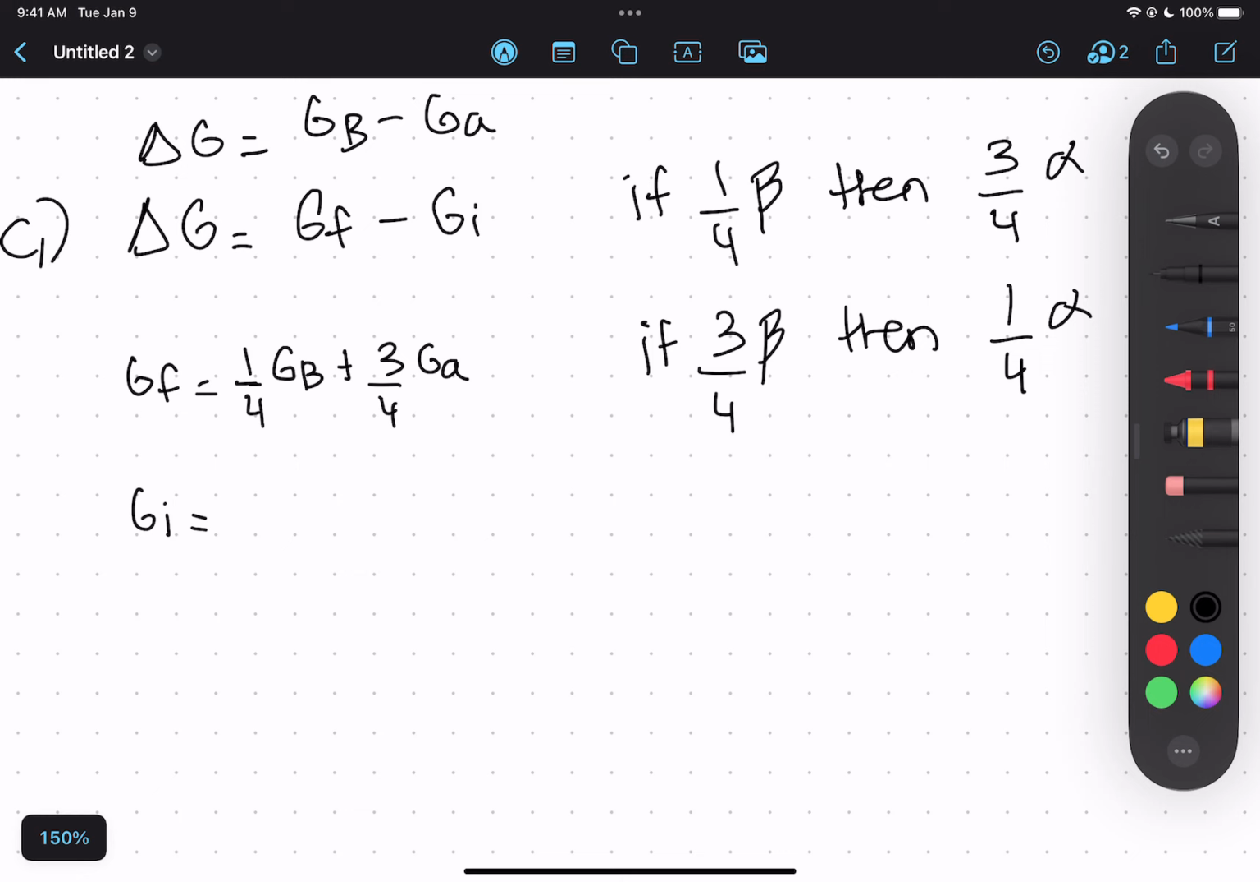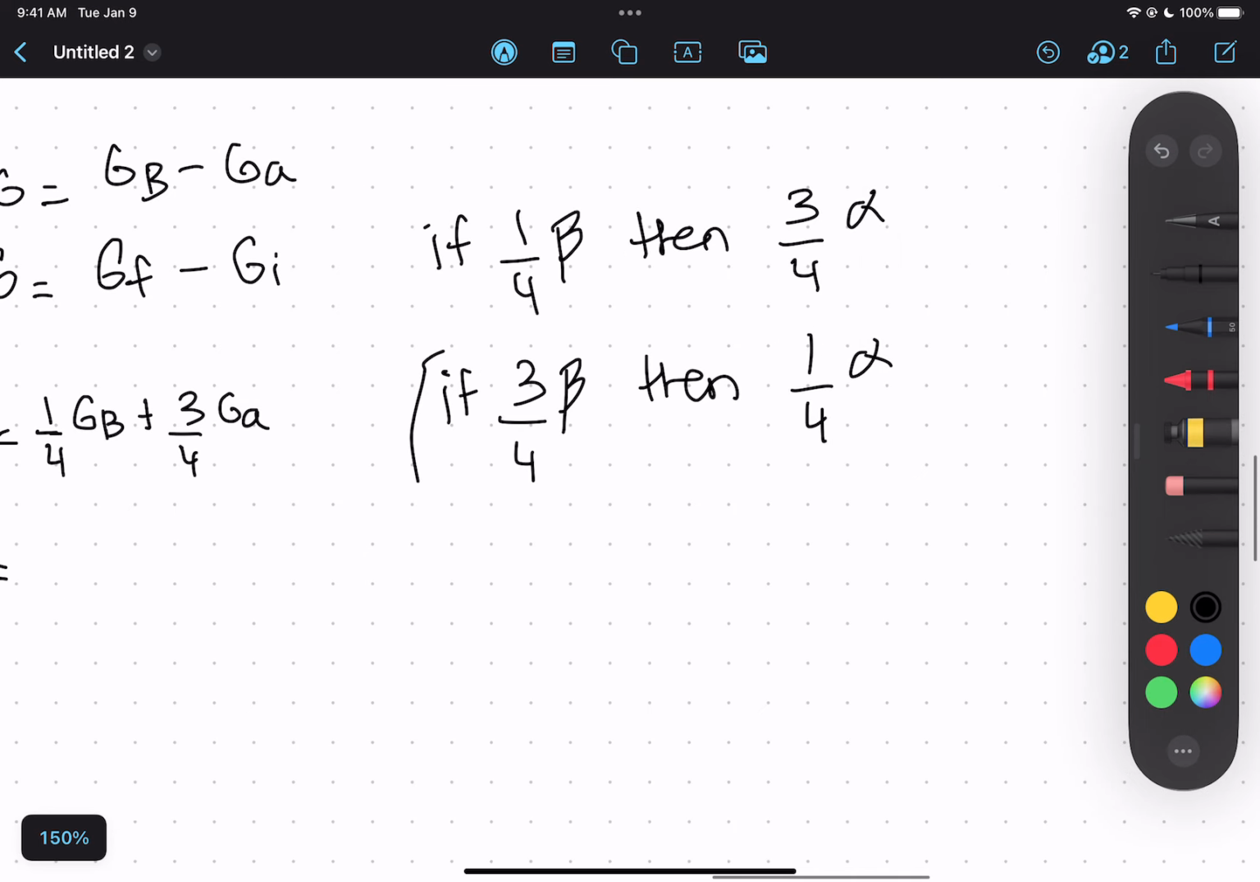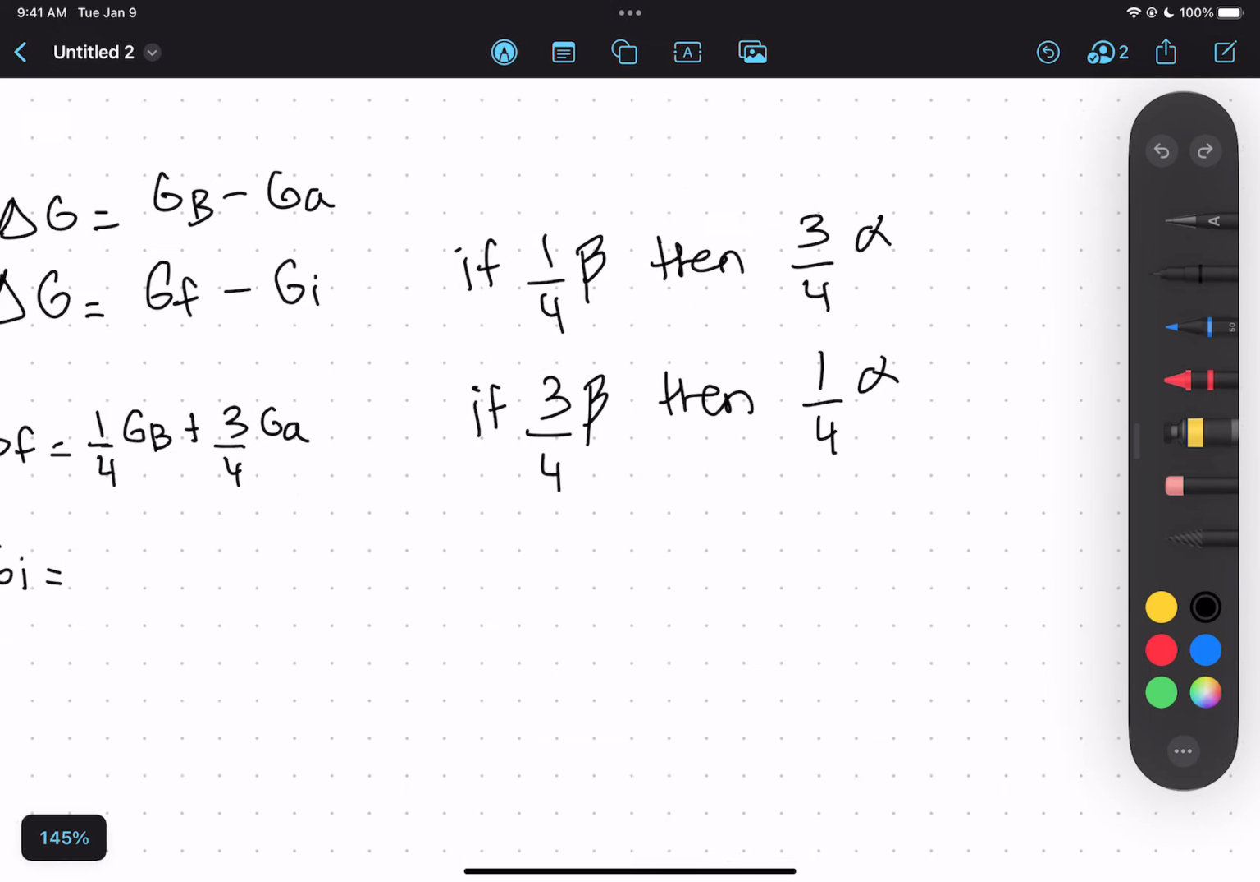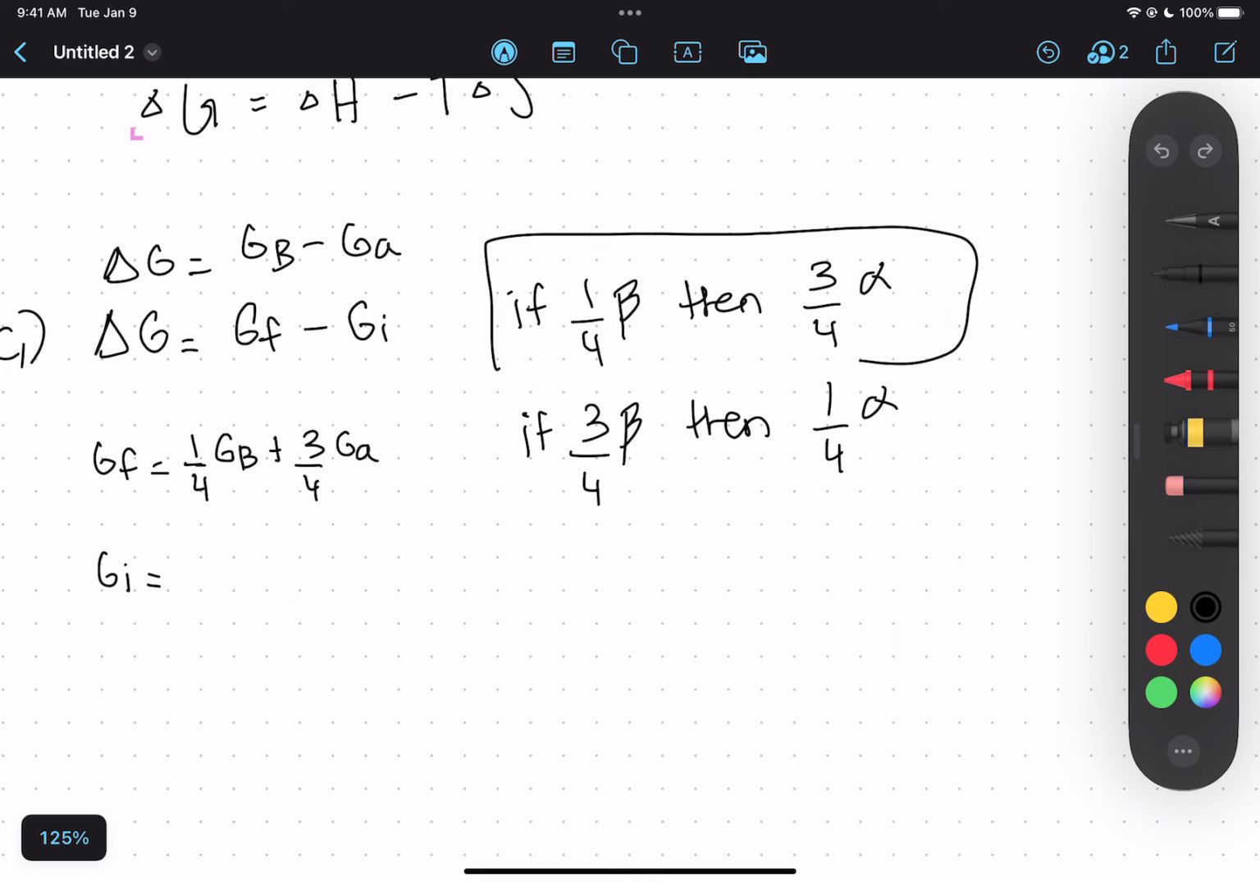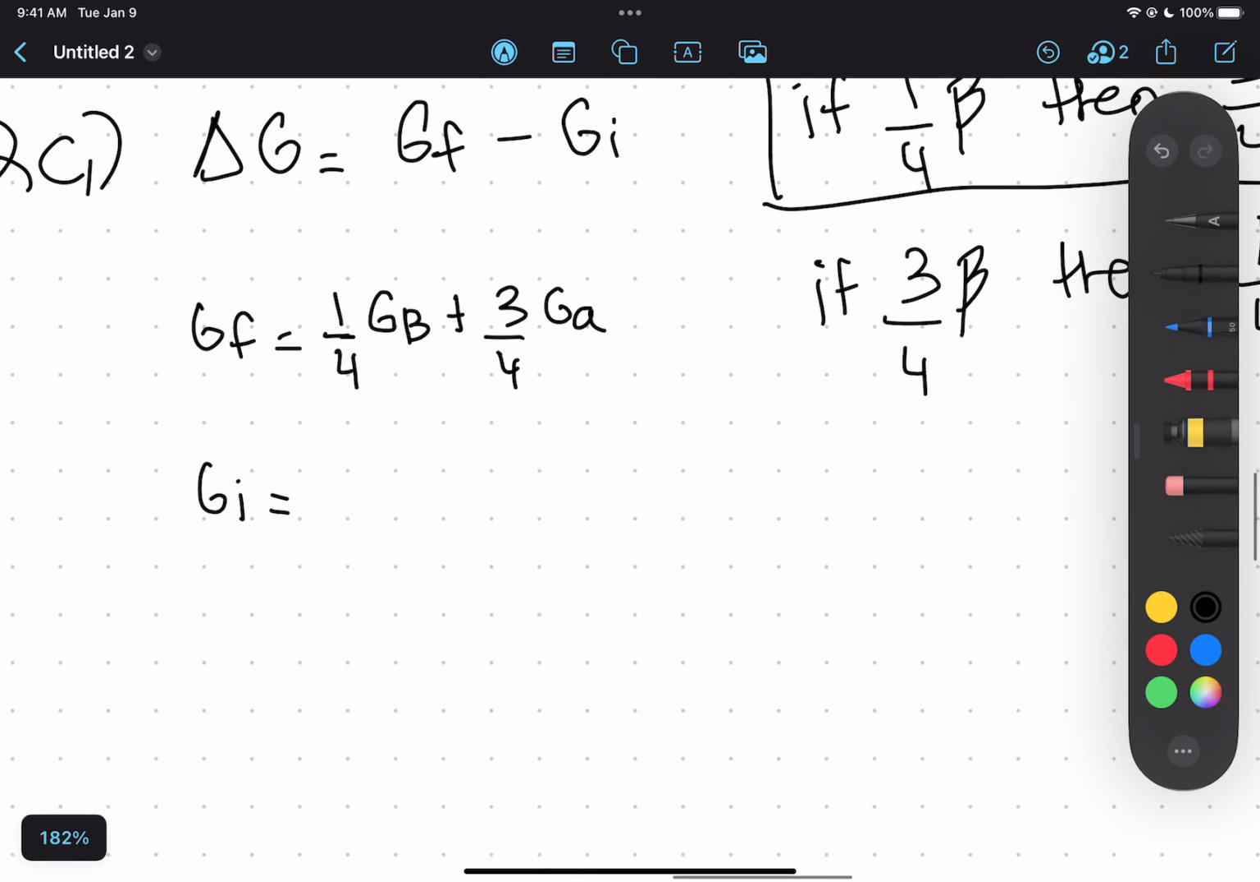That one should be pretty simple, right? If we started off with alpha glucose, then, well, that would be for the second question, right? This 3/4 and 1/4. But if we're just looking for this first condition, our final should be a mixture of 1/4 beta, 3/4 alpha. But what did we start off with? We're trying to convert from alpha to beta, right? So should we see any beta in the beginning? I mean, that's what our product is supposed to be, right? So no. So how should we write GI then?